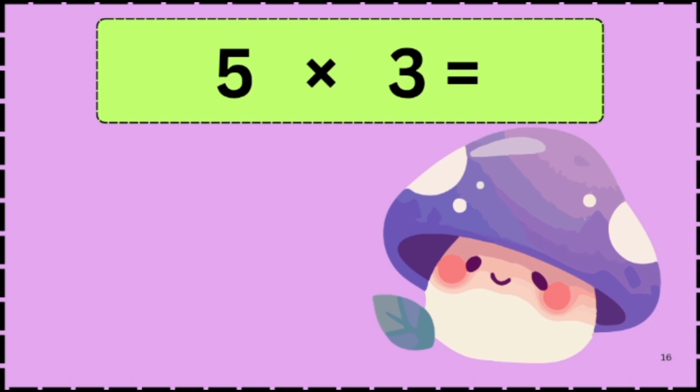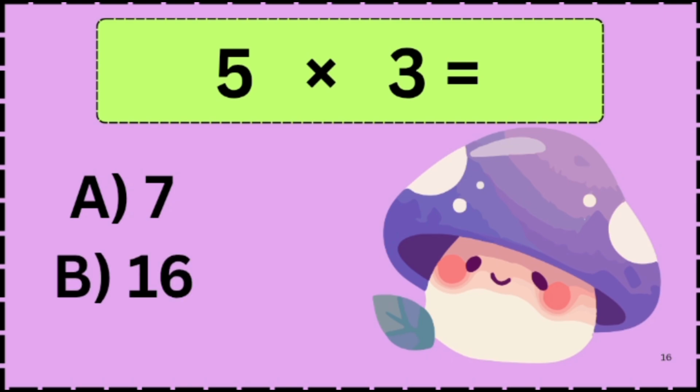5 times 3 is equal to A 7, B 16, C 15. The answer is C 15.